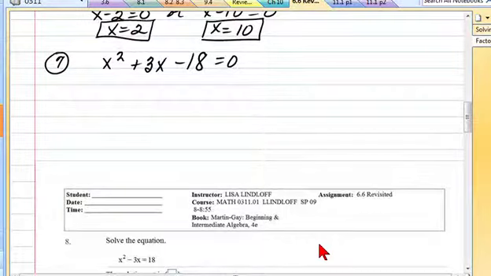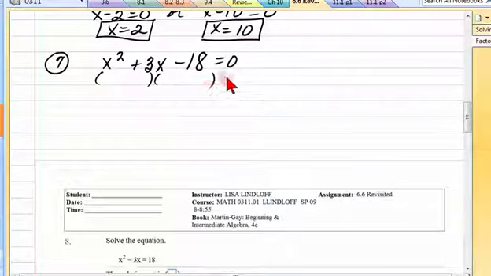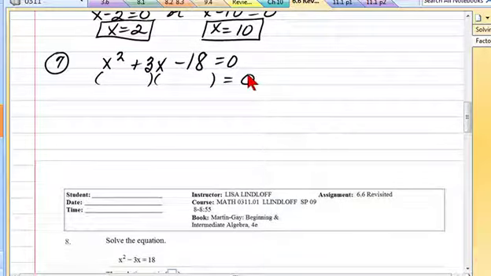All right, it is quadratic. It is set equal to 0, so it's ready. It's a trinomial, so I go with trial and error. The signs, what are the signs? One of each, because the last sign is negative.